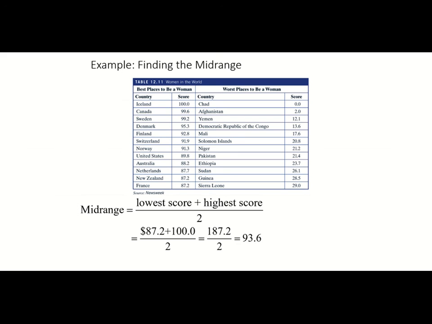All right, so we are looking at the 12 best places to be a woman. So we want this column right here. And we are finding the mid-range. So the highest score was 100. The lowest was 87.2. So we add the highest and the lowest together and divide by 2. So 187.2 divided by 2. The mid-range for the best place to be a woman, the best country, I guess, is 93.6.